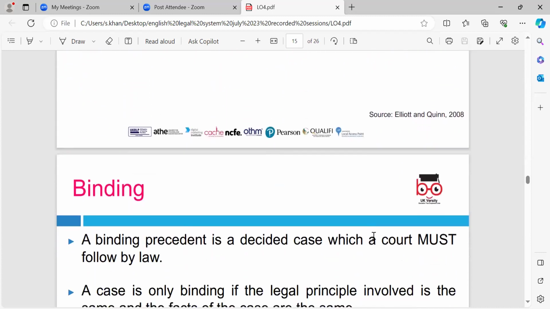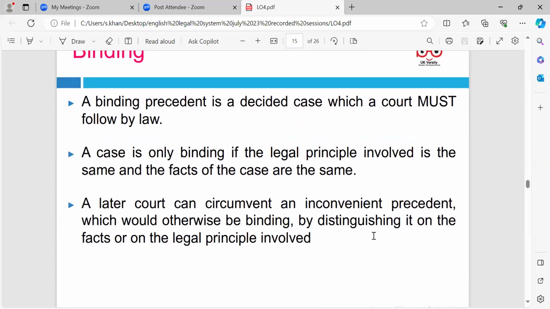Then we've got the element of binding. A binding precedent is a decided case which a court must follow by law. A case is only binding if the principle involved is the same and the facts of the case are the same. A later court can circumvent an inconvenient precedent which would otherwise be binding by distinguishing it on the facts or on the legal principle involved.